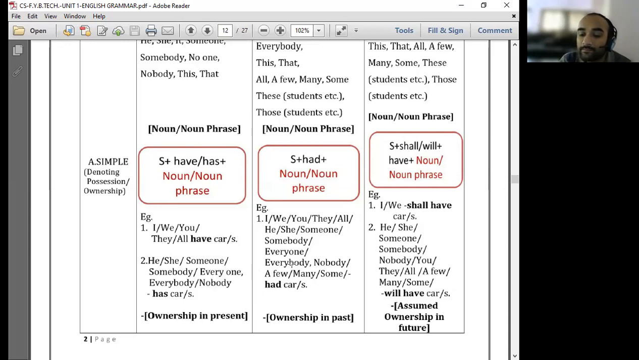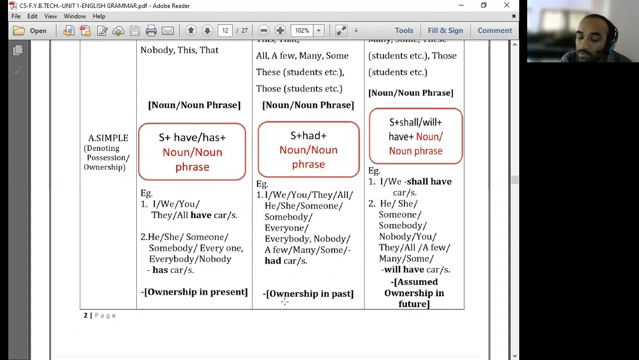प्रत्येकाकडे कार होत्या. ओके. Somebody had cars. काही जणांकडे कार होत्या. ओके. Everybody had cars. सगळ्यांकडे कार होत्या. Nobody had cars. कुणाकडेही कार नव्हत्या. A few had car. काही जणांकडेच कार होती. Many had cars. बऱ्याच जणांकडे कार होत्या. Some had car. काही जणांकडेच कार होती.